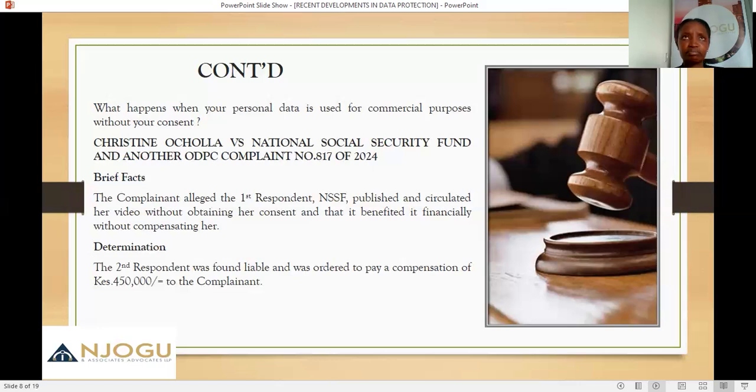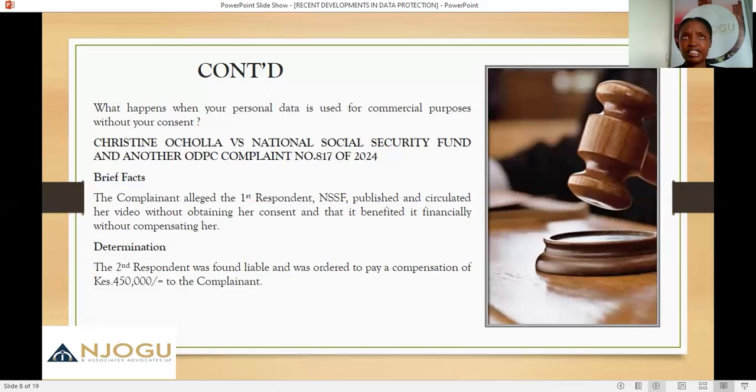And this is a very rampant issue where you see your picture or your video being used, you're told to come and record, however, they do not follow the right procedure. They do not pay you, they do not give you the agreement papers, they do not even let you know that they'll be using it and getting monetary gain out of it. Because when you look at it, NSSF was able to benefit because many retirees came and banked for their retirement with them, without her knowledge. She was not even given a portion of that, and that's why she went and complained about it. And you can see the ODPC ruled in her favor, and the second respondent was ordered to pay 450,000.